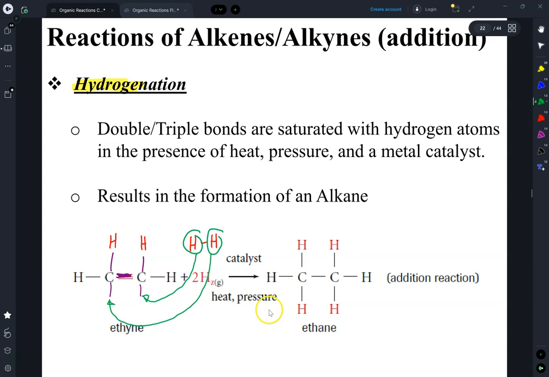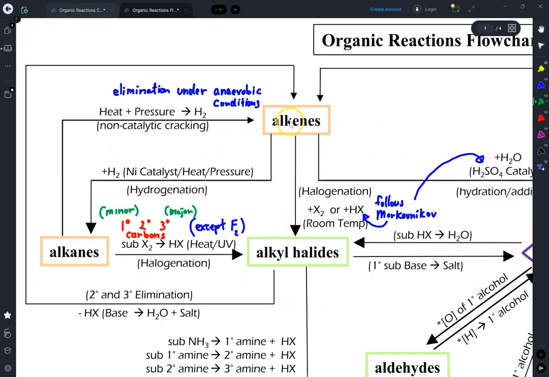The required conditions for this reaction are heat and pressure, and typically a metal catalyst is used, such as palladium, platinum, or nickel. All right, let's put this one on our flowchart. And we're going from an alkene into an alkane. So again, this is an addition reaction, and we're adding in hydrogen gas, nickel catalyst, and heat or pressure, and this process is called hydrogenation.